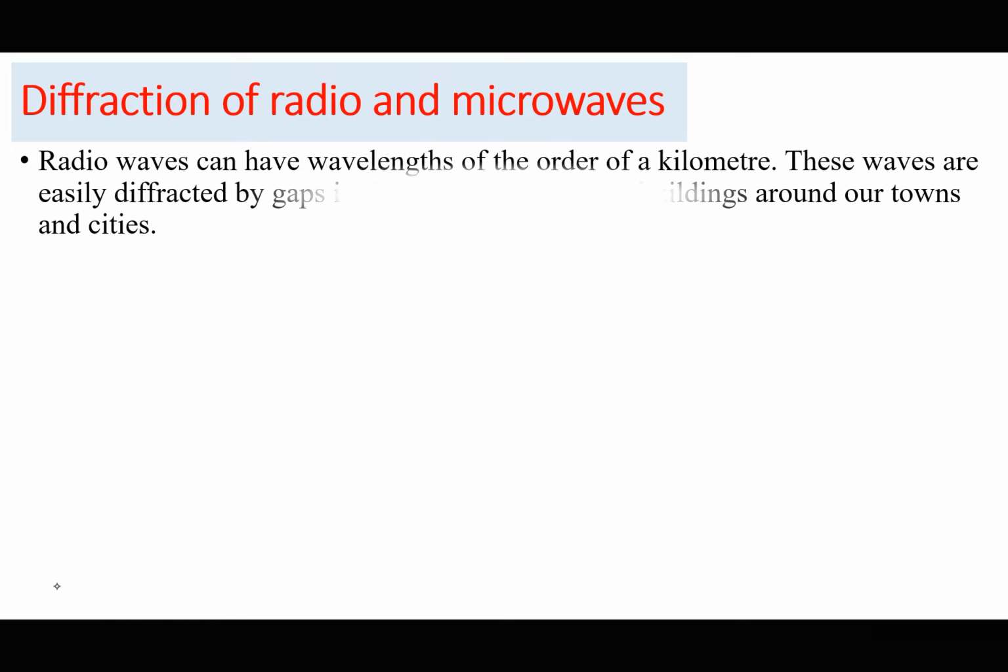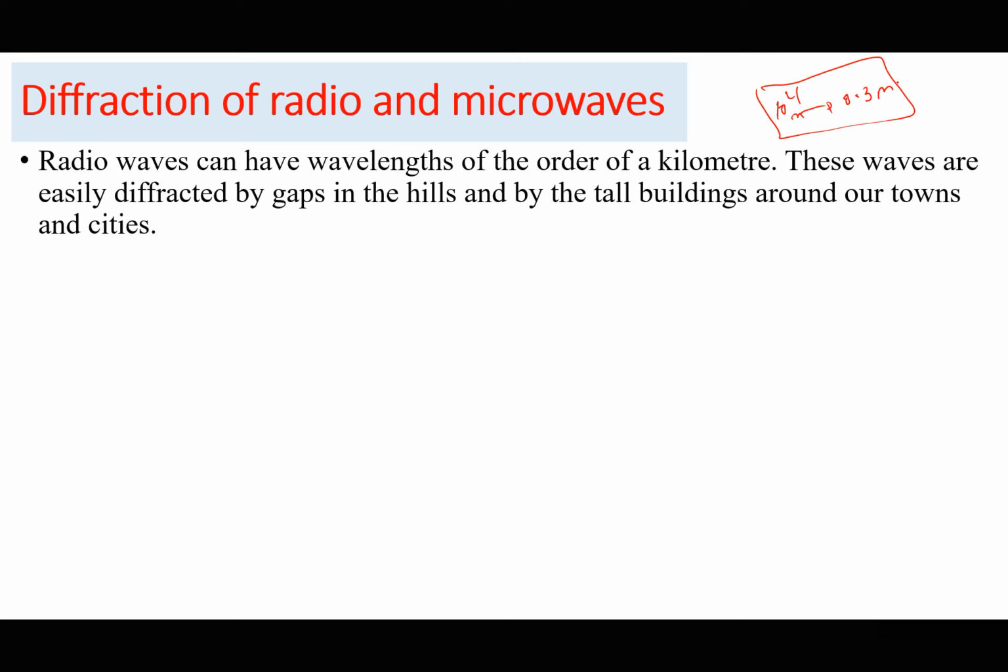So, radio waves can have wavelengths of the order... The wavelength of radio waves is between 10 to the power of 4 up to around 0.3 meters.